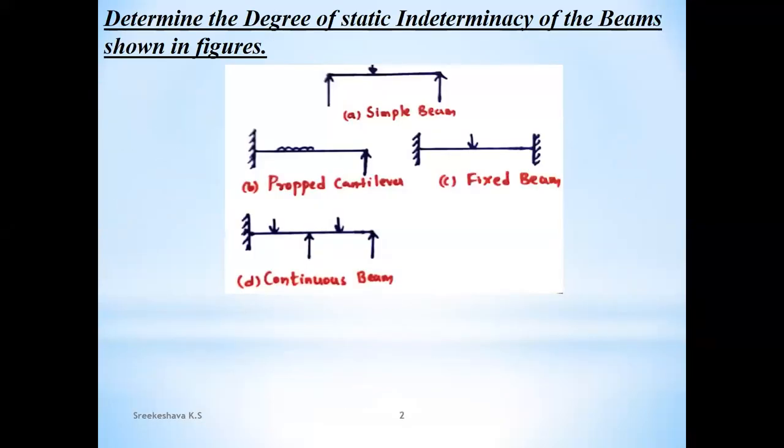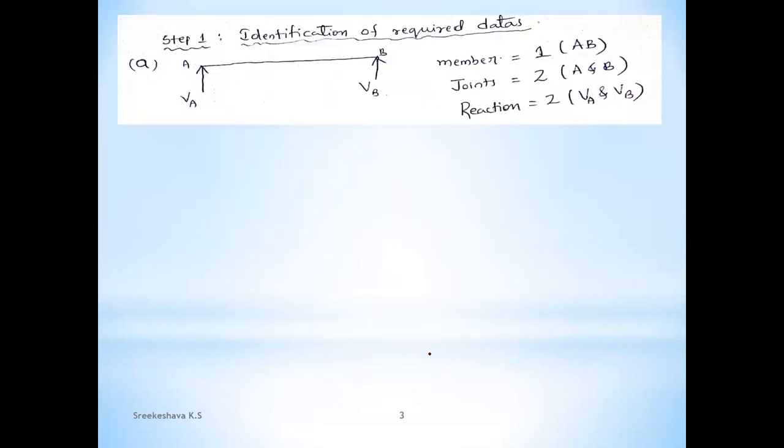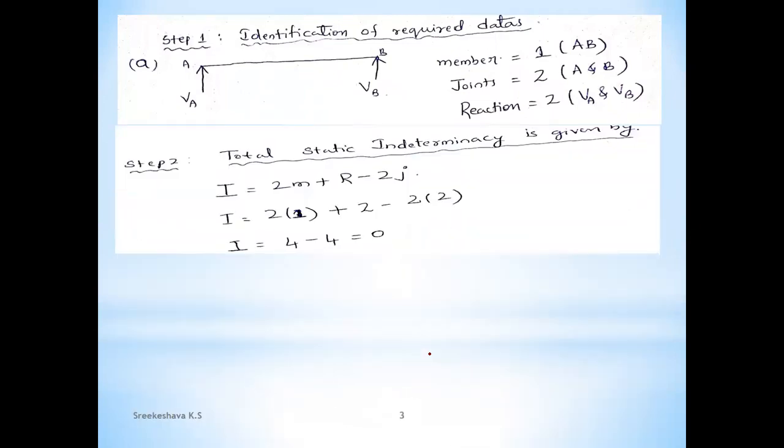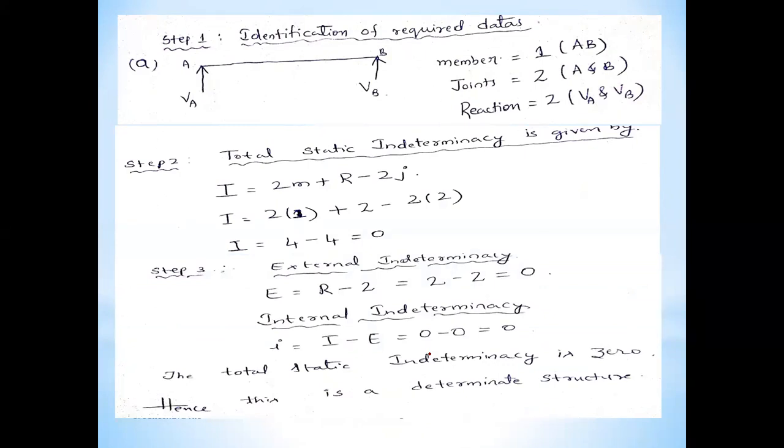Yes, degree of static indeterminacy, these are the given. So this equation is also, you know, for beams 2m plus r minus 2j. First example: how many members? One member. How many joints? Two. How many reactions? Two. Apply the equation, that's all. It is zero, statically determinate. If you want external indeterminacy, r minus 2. If you want internal indeterminacy, that is total minus external. It's very simple.